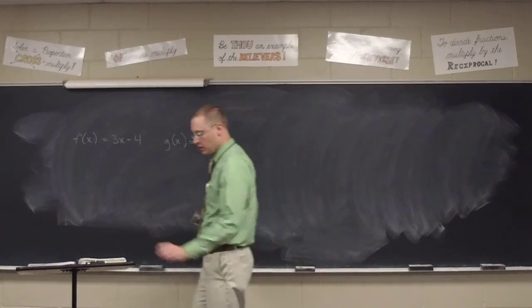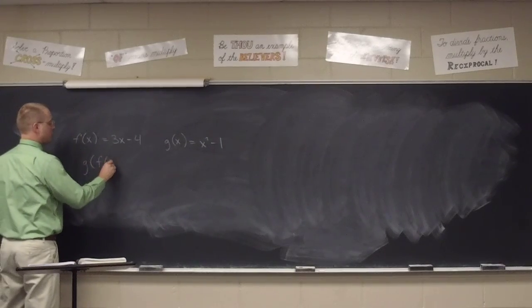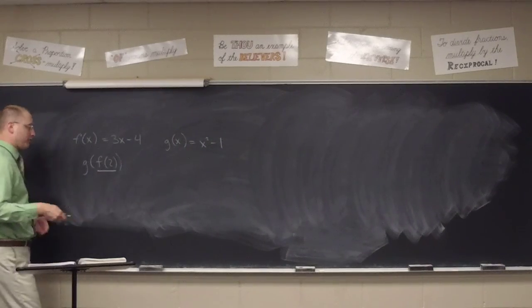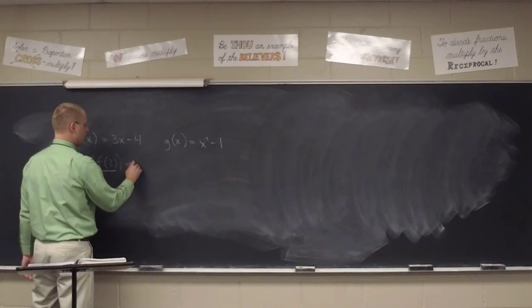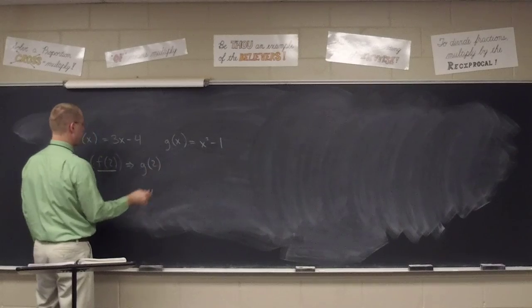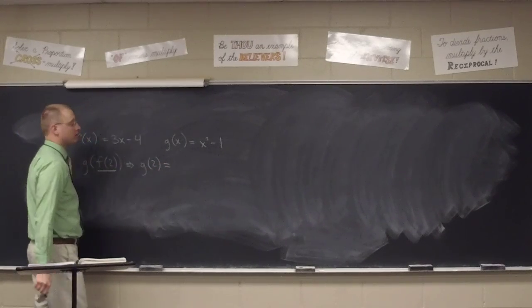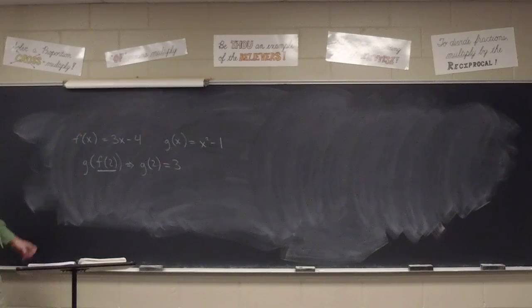So, for instance, if I said I want to find g of f of 2, I need to start by finding f of 2. So what is f of 2, class? 2. So this then becomes g of 2, because that's what f of 2 equals. What is g of 2, class? 3. And there's our answer. Same kind of thing as what we would have had to do on the ACT prep.